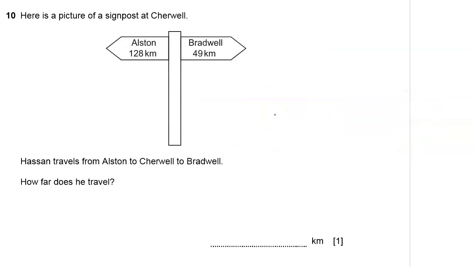Number 10. Here is a picture of a signpost at Chanwell. So this signpost is at Chanwell. Hassan travels from Aston to Chanwell to Brandwell. How far does he travel? So Hassan is traveling from Aston to Chanwell. Then from Chanwell, he proceeds to Brandwell.